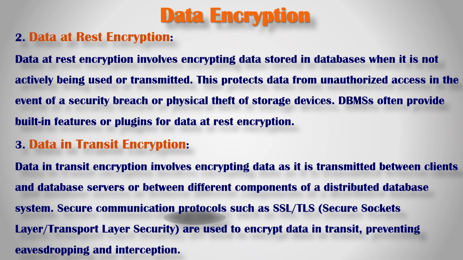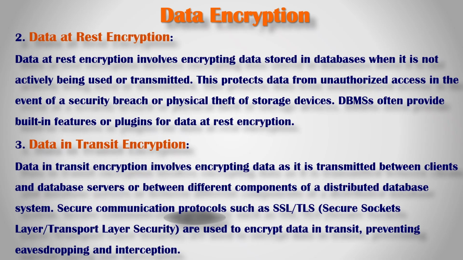2. Data at rest encryption. Data at rest encryption involves encrypting data stored in databases where it is not actively being used or transmitted. This protects data from unauthorized access in the event of a security breach or physical theft of storage devices. DBMSs often provide built-in features or plugins for data at rest encryption.